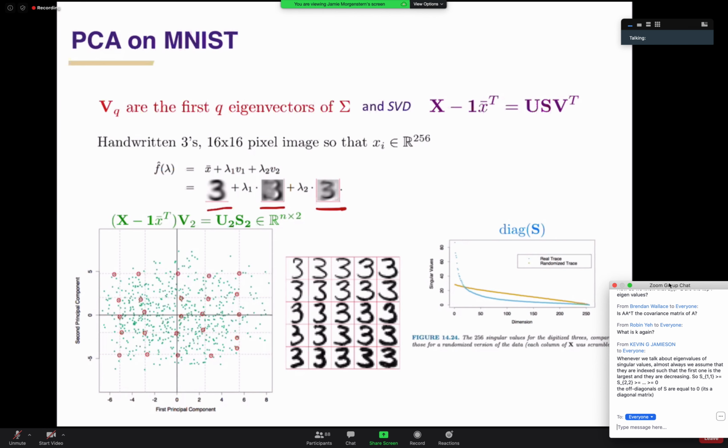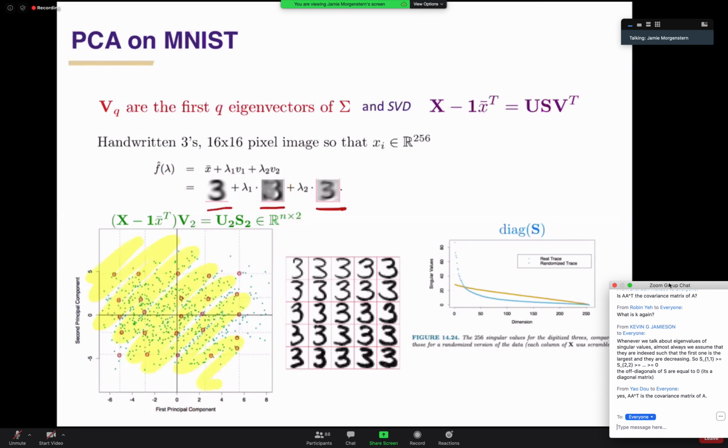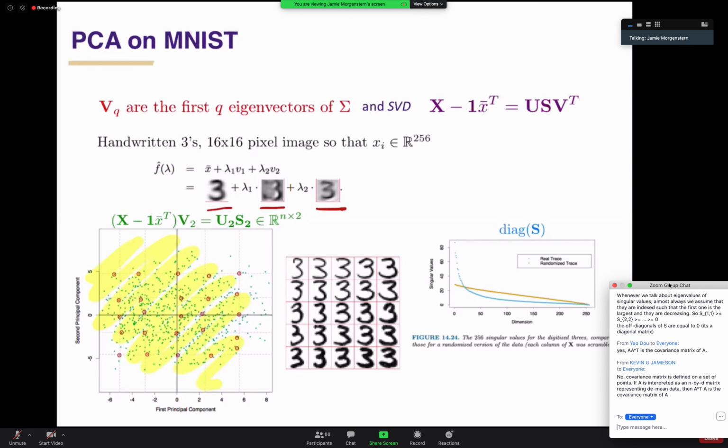This is just what the 3's look like when they're projected into two-dimensional space. Okay, does anybody have any questions about that before I move on to talking about another way to compute the principal components of a matrix?